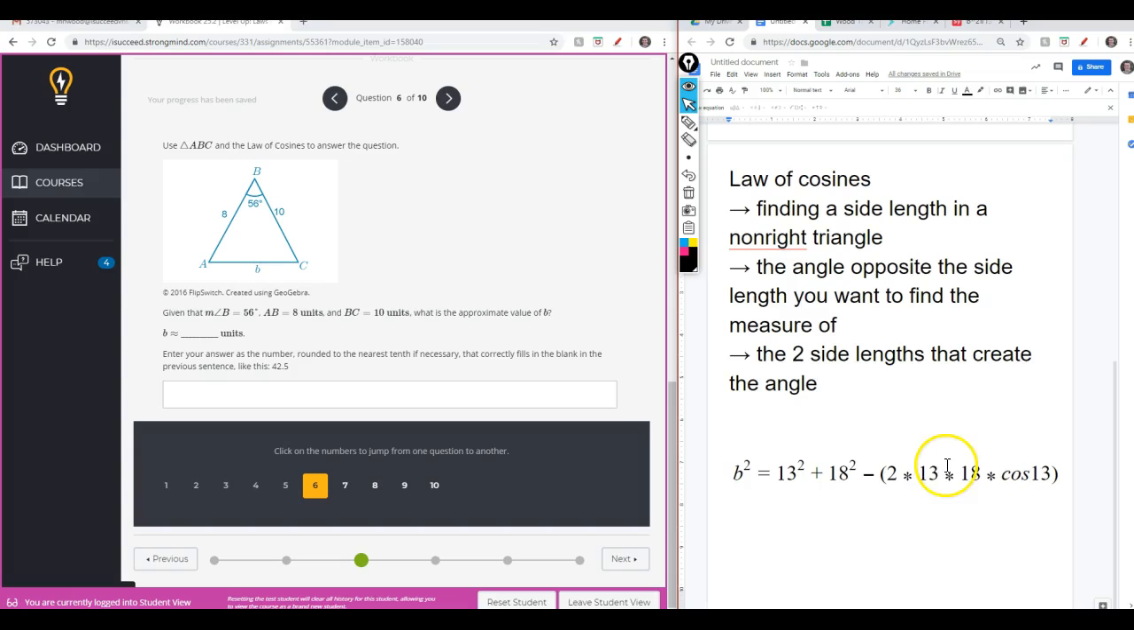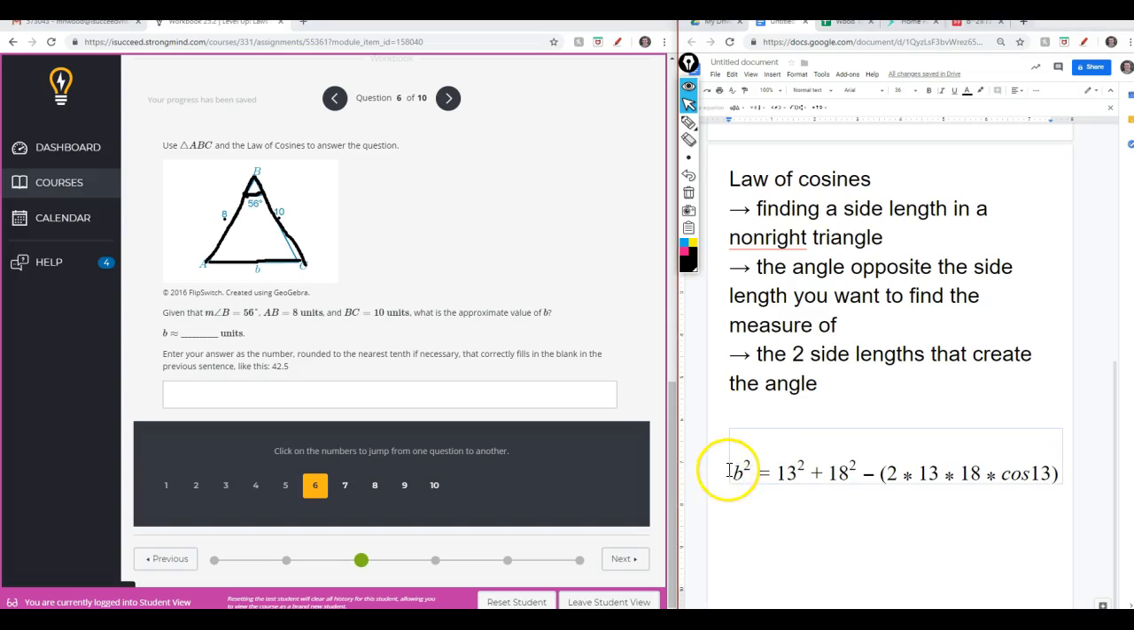Okay, so law of cosines, we're finding a side length in a non-right triangle, which this is, and then we have the angle opposite the side length you want to find the measure of, which we do. We have the angle of 56, which is opposite the side length of little b, which is what we want to find the measure of, and then we have the two side lengths that create the angle, which we also have. We have side length AB and side length BC, which create this angle of 56 degrees, and it's 8 and 10. So this is how the law of cosines sets up.